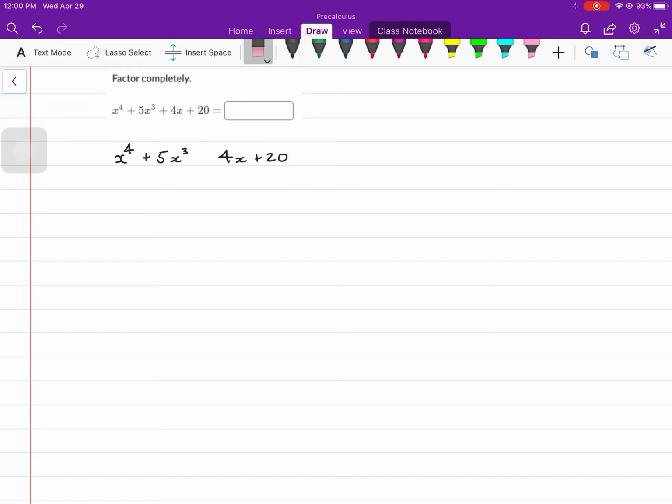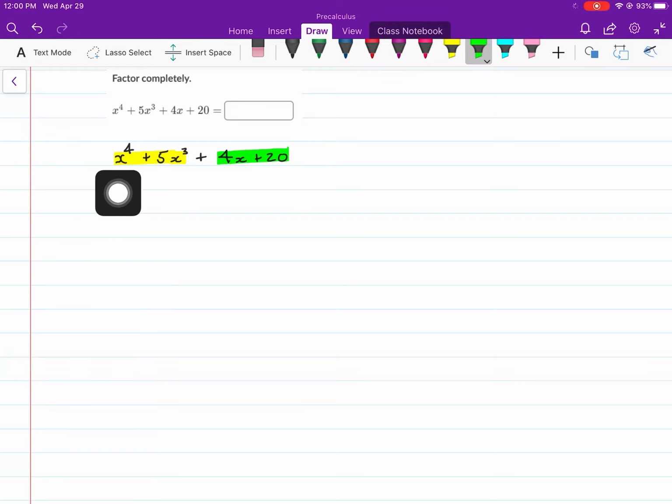So what we're going to do is split this into two groups, and in this Khan assignment, it's really simple. They've already put everything together. We don't have to rearrange anything. So we have x to the fourth plus 5x cubed. That's our one group, our group on the left, and then we have a group on the right, 4x plus 20. So we're going to look at each group and see if we can factor something out.